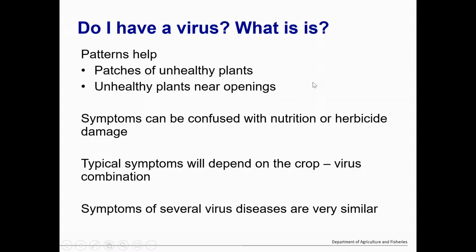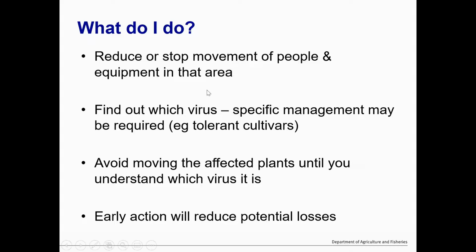So what virus, what do you have and what is it? Patterns are really helpful when you're looking in your crop. If you're seeing patches of unhealthy plants, that's more indicative of a disease or a pest than a nutritional disorder. And unhealthy plants can sometimes be near the openings where those insects might bring the disease in. Symptoms can be confused with nutrition or herbicide damage. Typical symptoms depend on the crop and the virus combination, and symptoms of several virus diseases are very similar. So it's really important to get things tested.